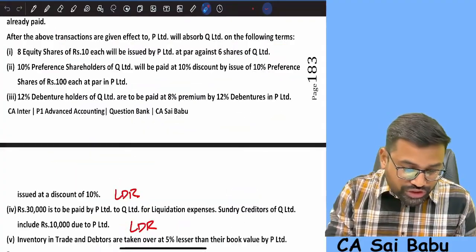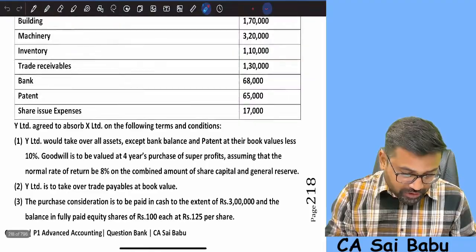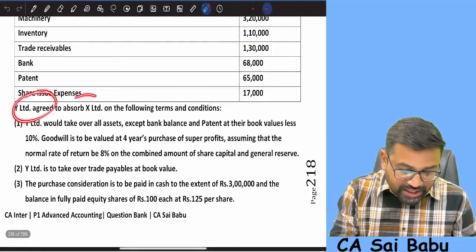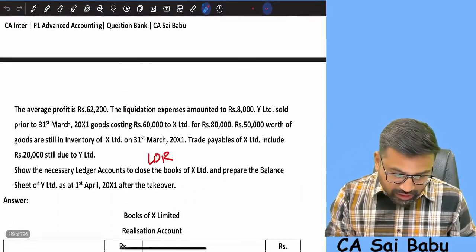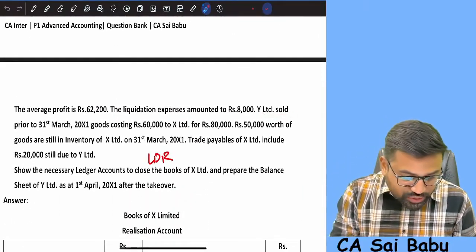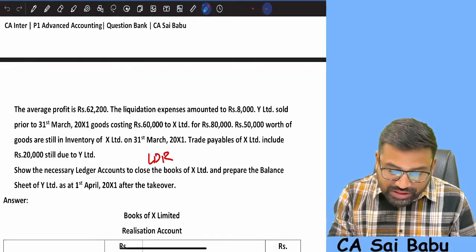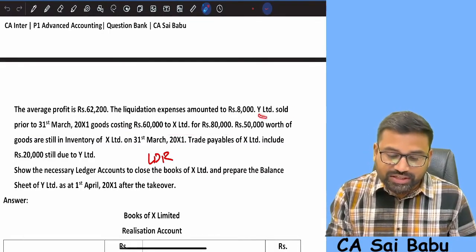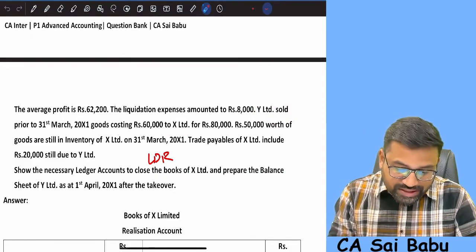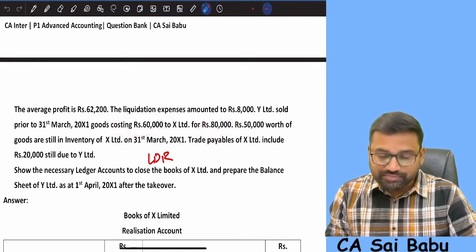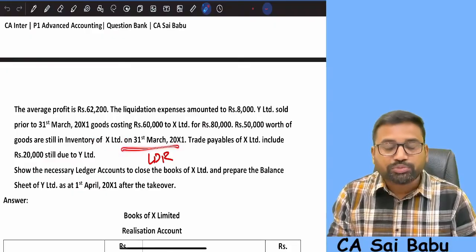I will show you one question, sir. Now see question number 22, sir. In this question, Y Limited is taking over X Limited. Now, here one point is given. Y Limited sold prior to 31st March 2011 goods costing 60,000 to X Limited for 80,000. That means the transferee company, before amalgamation, sold goods costing 60,000 at 80,000. 50,000 worth of goods are still in the inventory of X Limited on 31st March 2011.